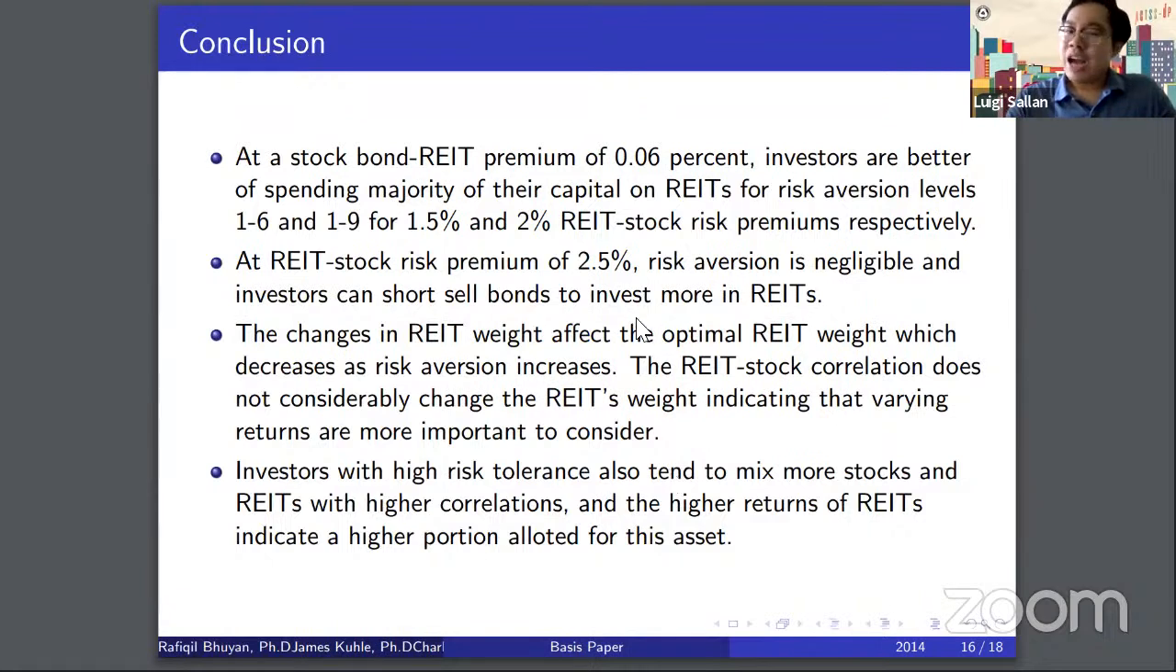Rather, this should be the changes in REIT return affect the optimal REIT weight, which decreases as risk aversion increases. The REIT-stock correlation does not considerably change the REIT's weight, indicating varying returns again are more important to consider. And finally, investors with high risk tolerance also tend to mix more stocks and REITs with higher correlations. Yet the higher returns of REITs indicate a higher portion allotted to this asset.